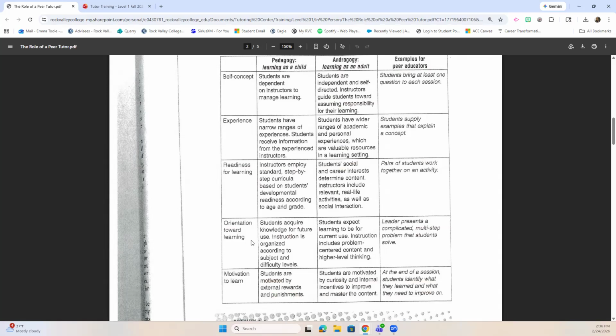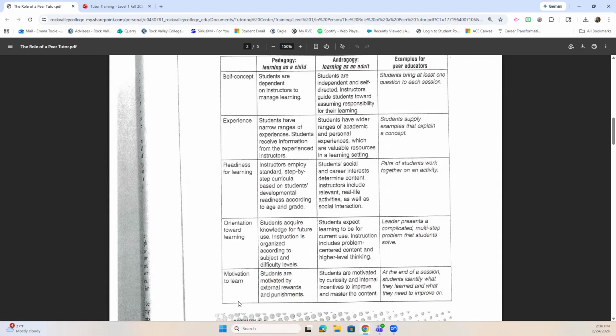Orientation toward learning. For children, students acquire knowledge for future use. Instruction is organized according to subject and difficulty levels. For learning as adults, students expect learning to be for current use. Instruction includes problem-centered content and higher-level thinking. Our example, the leader presents a complicated multi-step problem that students solve.